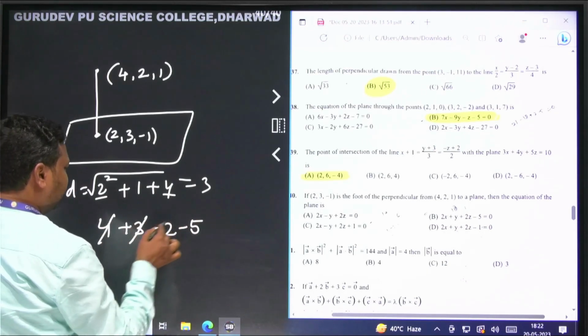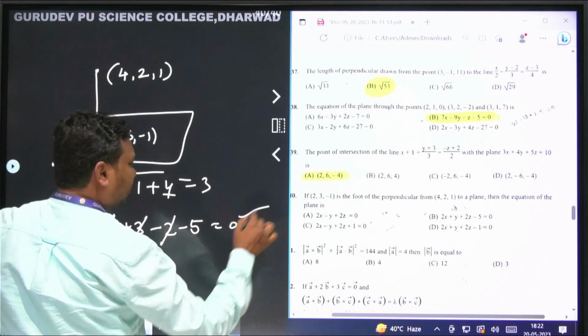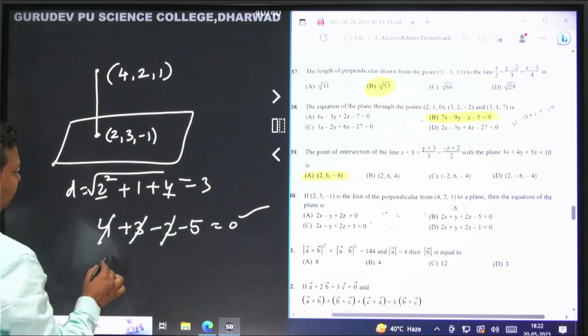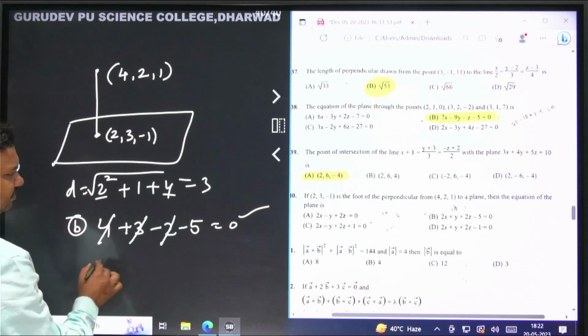4 plus 3 is 7, 7 minus 2 is 5, 5 minus 5 is 0. Then B is coming out correct. Let me check option A. B is correct. If we check option A, what do we get?